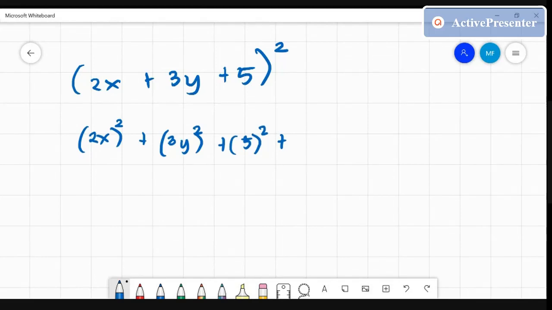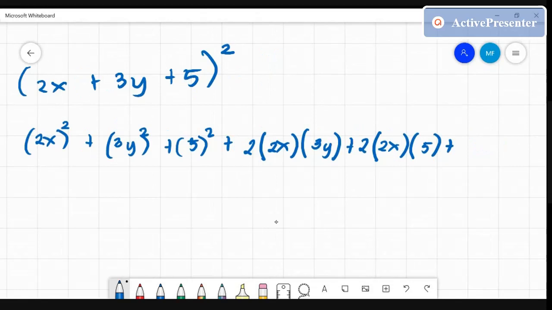So let us have the fourth term. So we have twice the product of the first term, 2x, times the second term, 3y, plus twice the product for the fifth term. So we have 2x times the third term, 5, plus for our sixth term, twice the product of the second term, 3y, times the third term, 5.